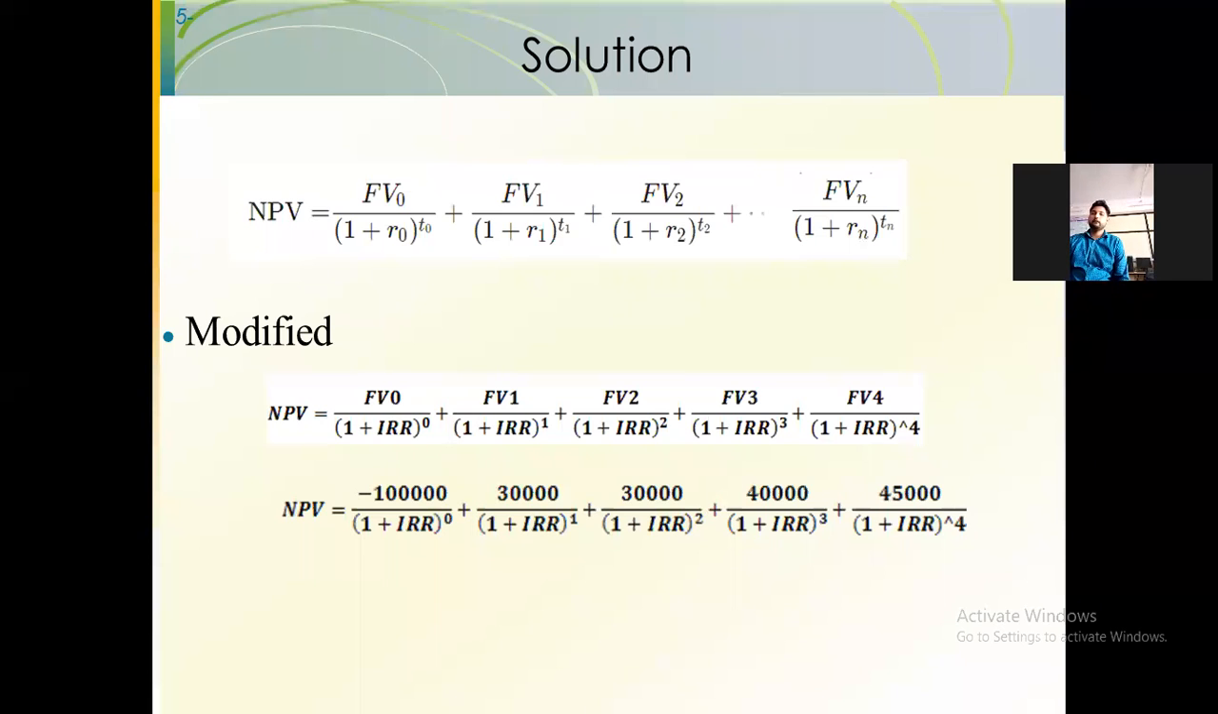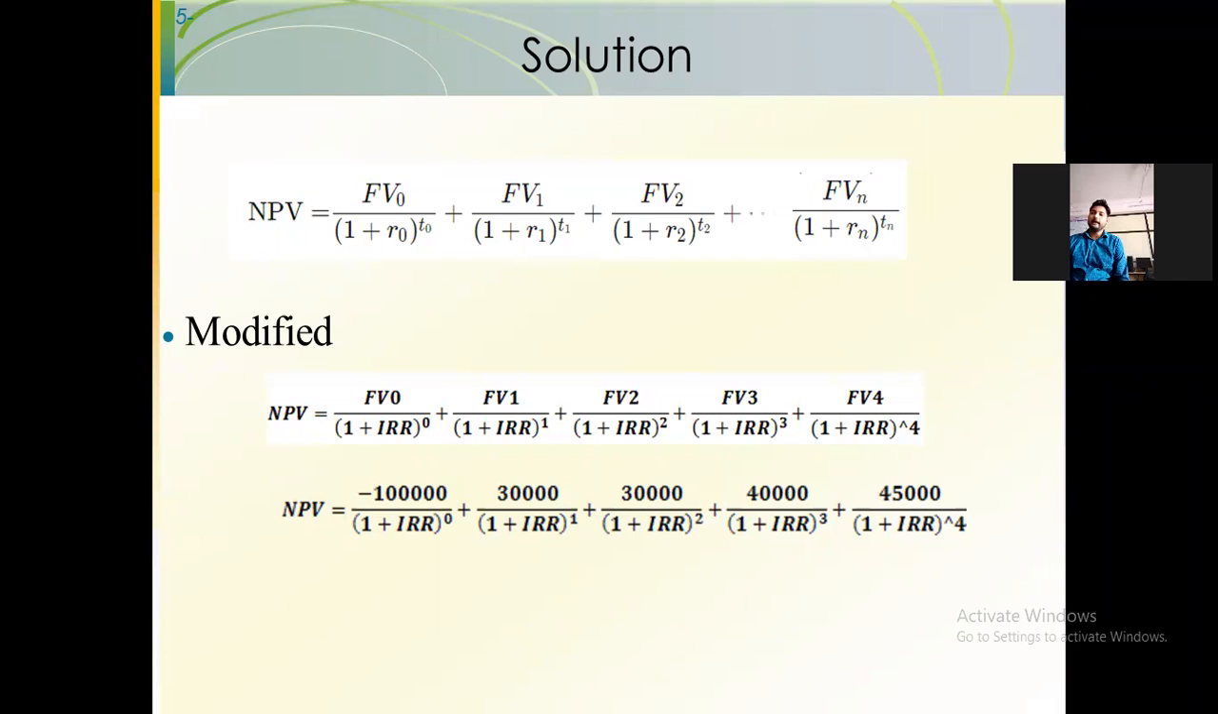NPV is equal to FV0 divided by (1 plus R0) raised to T0, plus FV1 divided by (1 plus R1) raised to T1, plus FV2 divided by (1 plus R2) raised to T2, up to FVn divided by (1 plus Rn) raised to Tn.